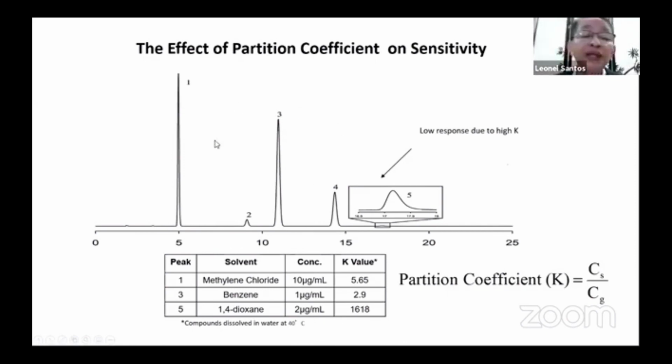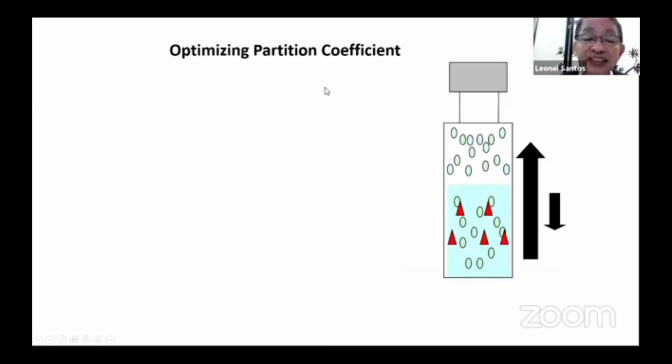And this chromatogram shows you why. The first two big peaks, which are the methylene chloride and the benzene, have partition coefficient values of less than 10. One is 5 and the other one is 3. The partition coefficient is an expression where the concentration of the residual solvent in the solution phase is divided by the concentration of the residual solvent in the gas phase. So notice that if the partition coefficient for the 1,4-dioxane is 1,618, you would see a very small signal when you do a GC analysis of it. That is the reason for the disadvantage of using a headspace analysis.